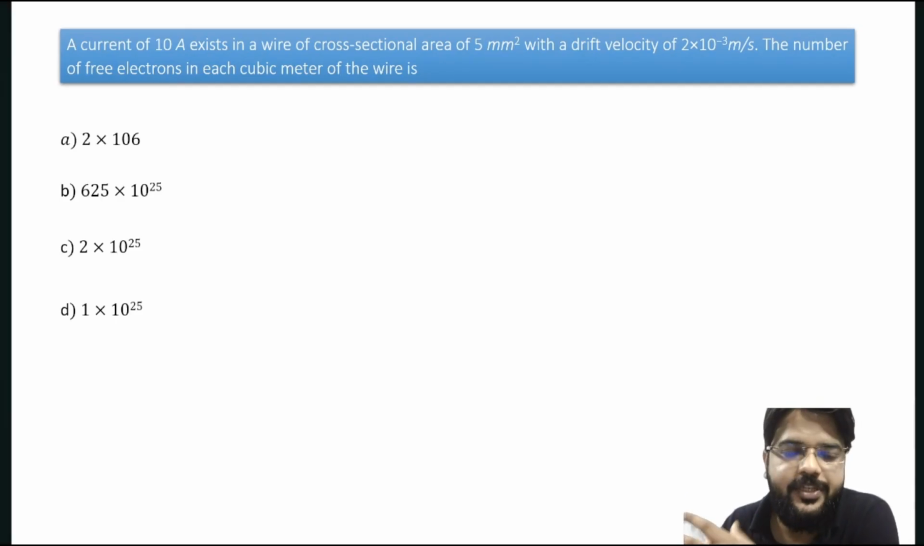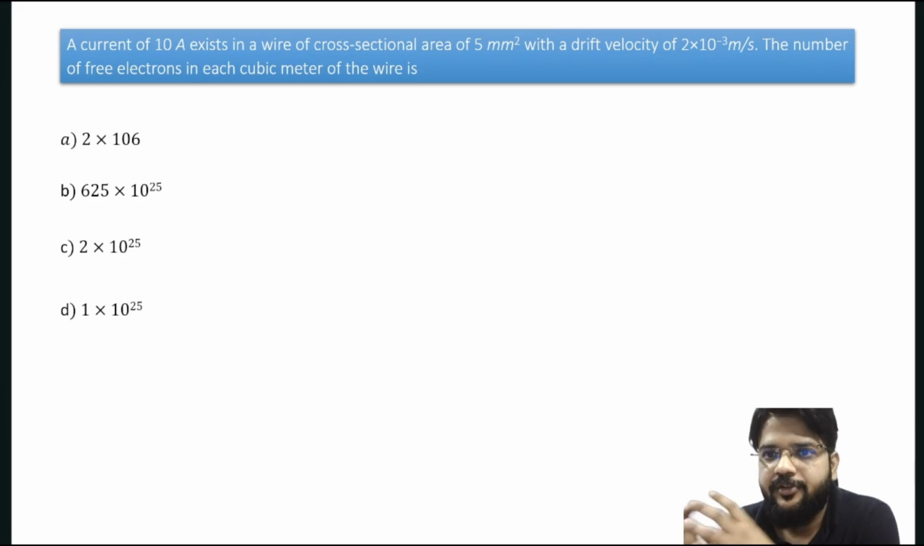Let's see one question on the basis of this concept. A current of 10 ampere exists in a wire of cross section area 5 mm square with drift velocity 2 into 10 raised to minus 3 meter per second. Find the number of free electrons in each cubic meter of the wire.